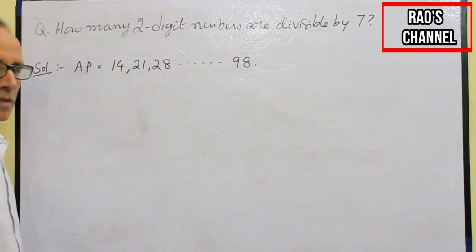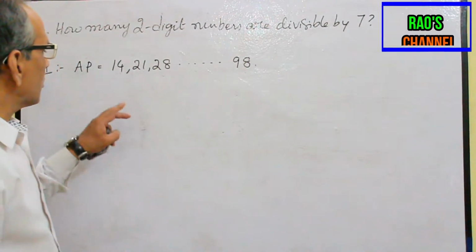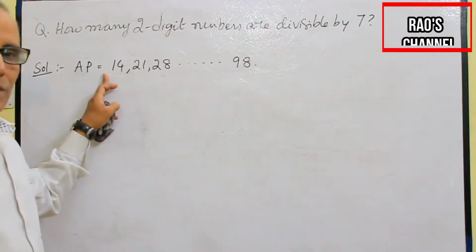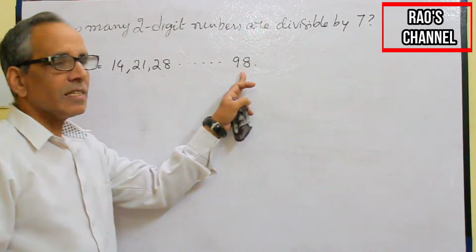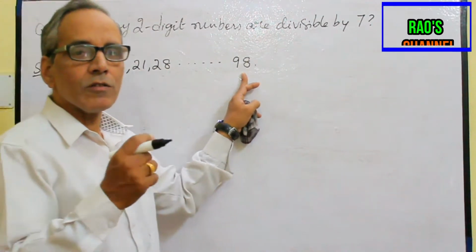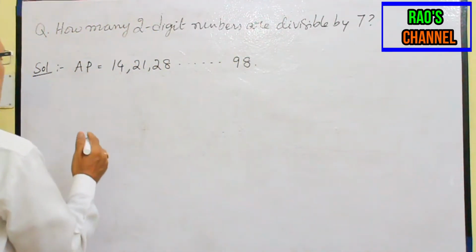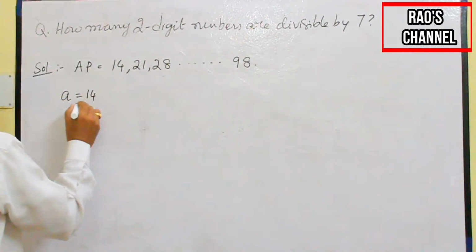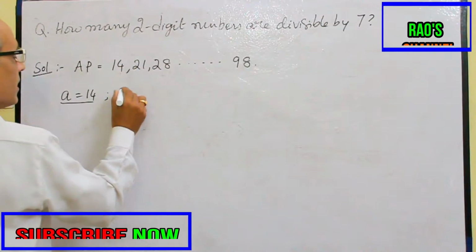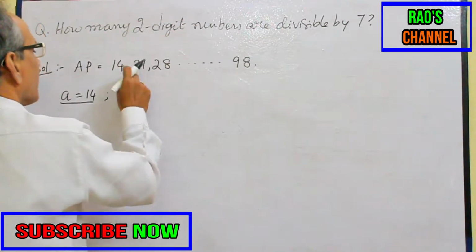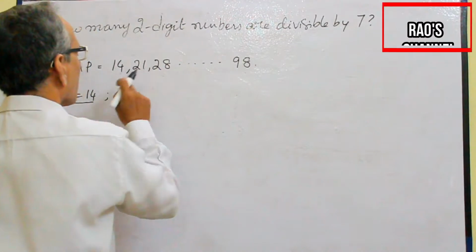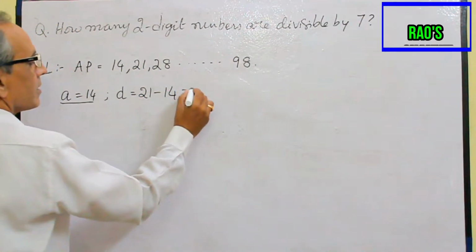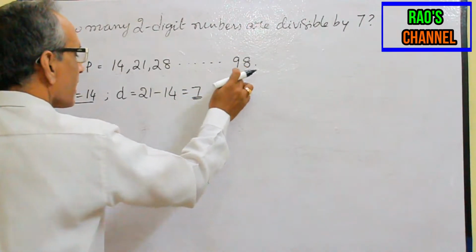From this series we can clearly see that a in the AP is 14, and the common difference of 2 successive terms is 7, and the nth term is 98. We have to find the n value here indirectly. This is an indirect question. So a is 14, the first term of the series, and d is the common difference, that is the difference of 2 successive terms, which is 7. So the nth term is 98.